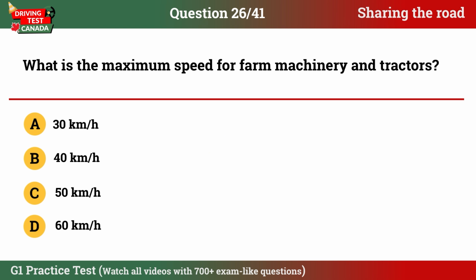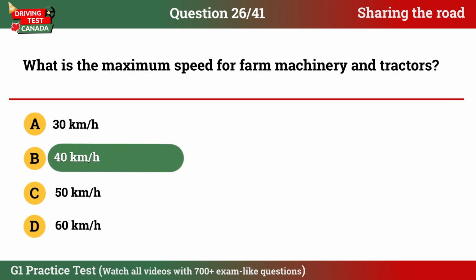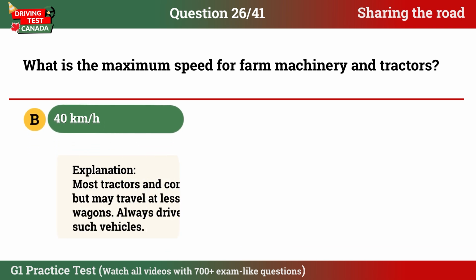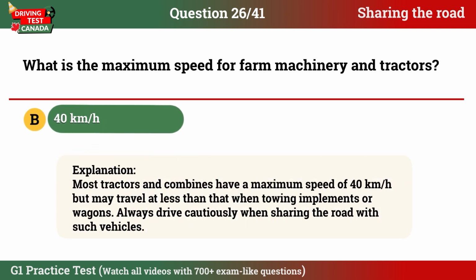The correct answer is B. 40 km per hour. Explanation. Most tractors and combines have a maximum speed of 40 km per hour, but may travel at less than that when towing implements or wagons. Always drive cautiously when sharing the road with such vehicles.